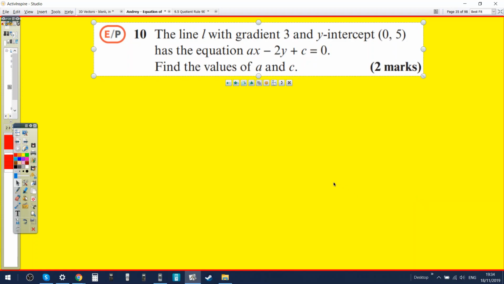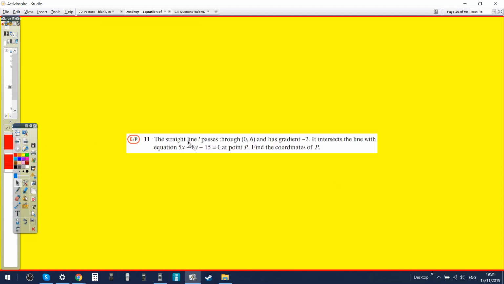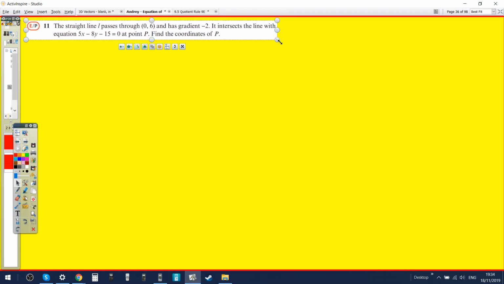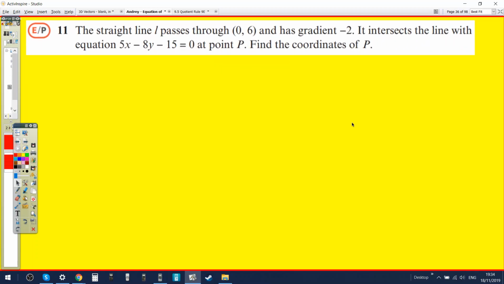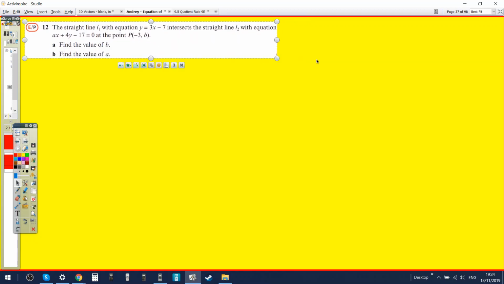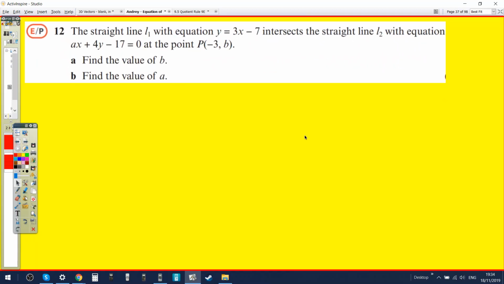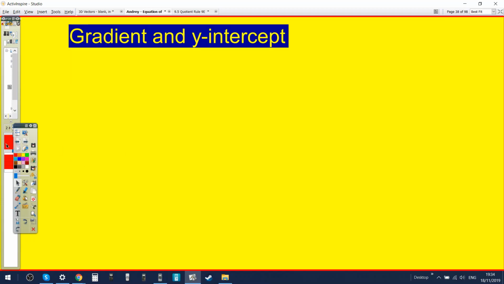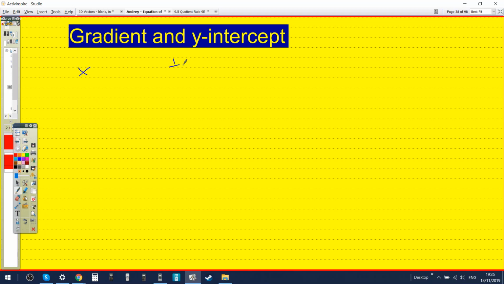Gradient 3 and y-intercept 5, has this equation. Find the values of a and c. That's fine. The straight line L passes through that, that is great. That it intersects this line at point P. That's the same. Straight line with this equation. That's very similar. You'll be fine. So, gradient and y-intercept. How do you feel about that? I'll give it in between a half and a tick, I think. Okay.